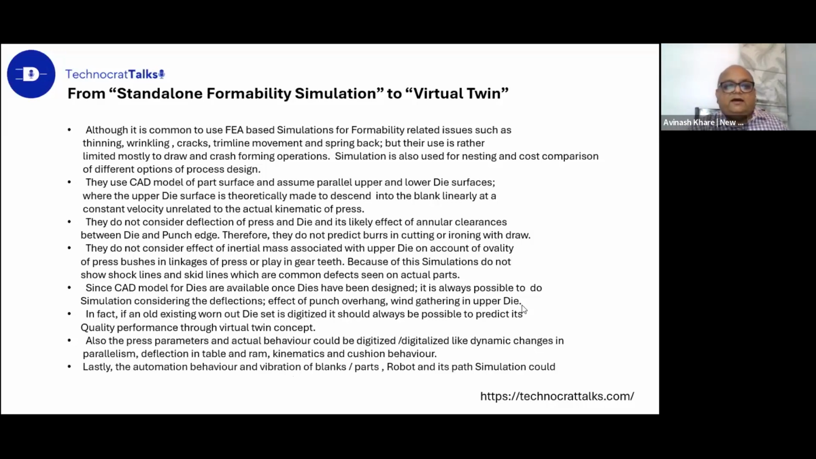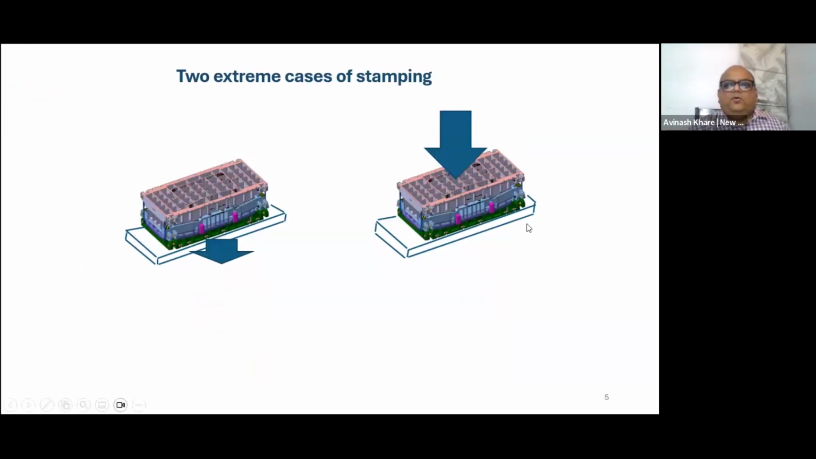Now, all these things are never getting considered in simulation so far. Okay. So now going to the finer aspects of things. You imagine a die kept on a press bed. Now, press bed is hollow underneath. It is only supported on edges because below there is a cushion pad. So there cannot be a support throughout to the press bed.